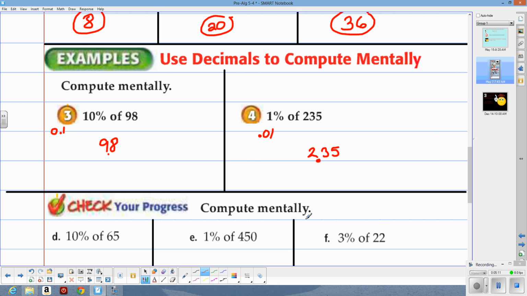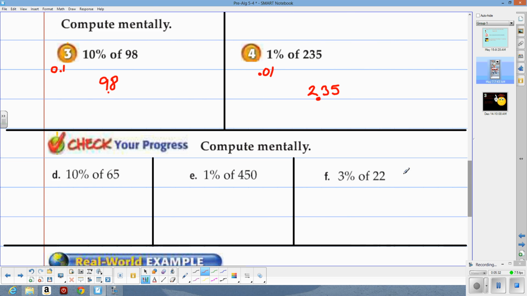If you have trouble thinking about which way to move it, you could also think of this as a fraction. 10% is 1/10, and we've talked a lot about how if you divide by 10, you move the decimal 1 place to the left. And 1% is 1/100th, and you would divide by 100, which means you'd move the decimal 2 places to the left. You may want to pause the video and try the next couple on your own.